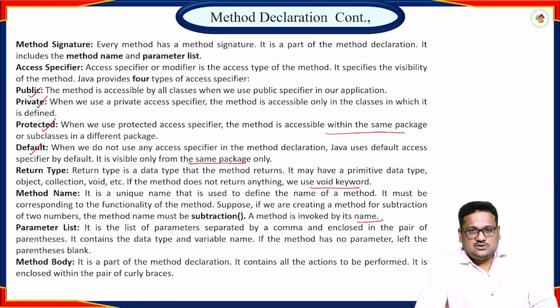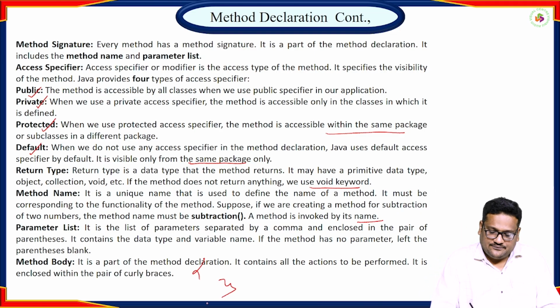Coming to the parameter list, it is the list of parameters separated by commas and enclosed in a pair of parentheses. And coming to the method body, it is a part of the method declaration. It contains all the actions to be performed, and it is enclosed within a pair of curly braces.